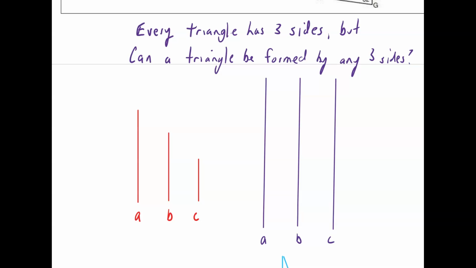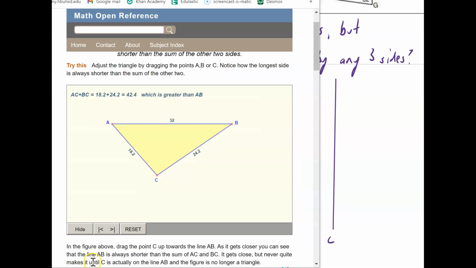What exactly controls that? So here's a triangle that has two sides, the two smaller sides here, 18.2 and 24.2, and then the longer side, 32. And up here, it's telling you that the sum of 18.2 and 24.2 is 42.4.